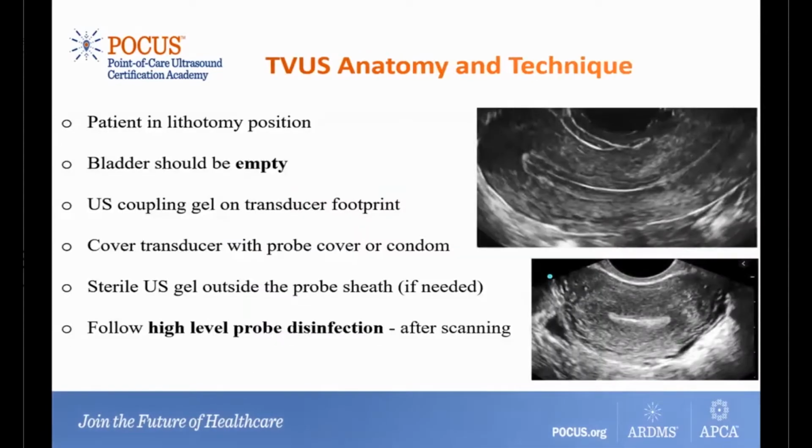Here we have the two transvaginal ultrasound views, and of course when you're scanning with the transvaginal approach, you have the patient in lithotomy position. Bladder should be empty. Definitely want to have the probe cover on, or a condom, and before you install the probe cover, you want to definitely put some ultrasound coupling gel on the transducer footprint where the ultrasound beam is being emitted from and captured. And you can put some amount of sterile gel if needed on the probe sheath on the outside.